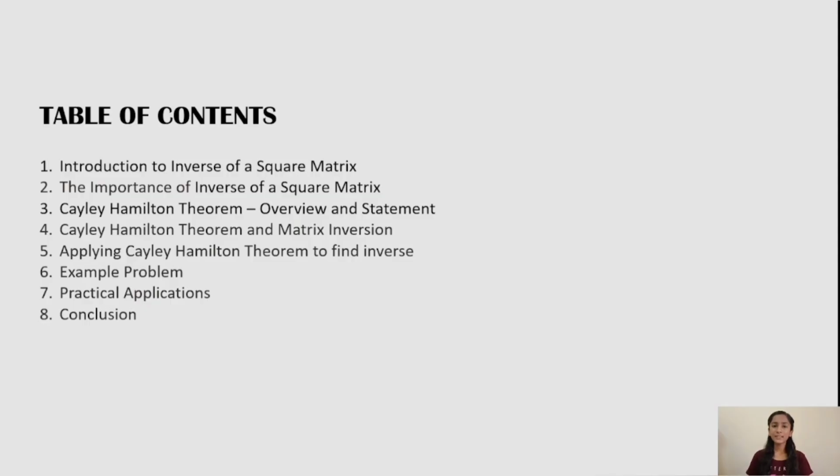The table of contents are: Introduction to inverse of a square matrix, the importance of inverse of a square matrix, Cayley-Hamilton theorem overview and statement, Cayley-Hamilton theorem and matrix inversion, applying Cayley-Hamilton theorem to find inverse, and one example problem, then practical applications and conclusion.